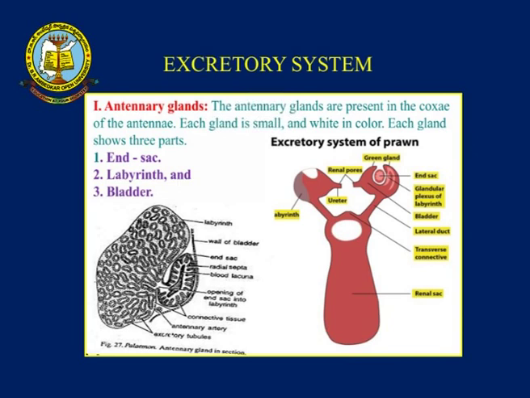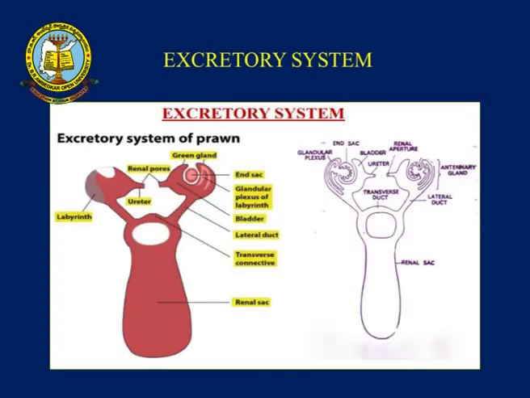This is the end sac, and adjoining it, just present beside the end sac, is a labyrinth, and this opens into a bladder. This bladder opens into the renal pore through a ureter, and the ureter opens into the renal pore.